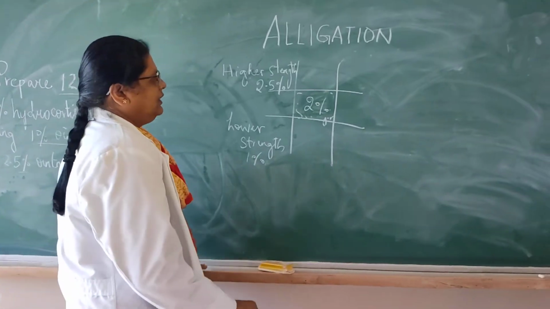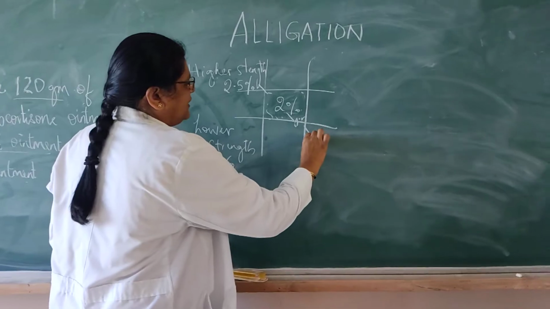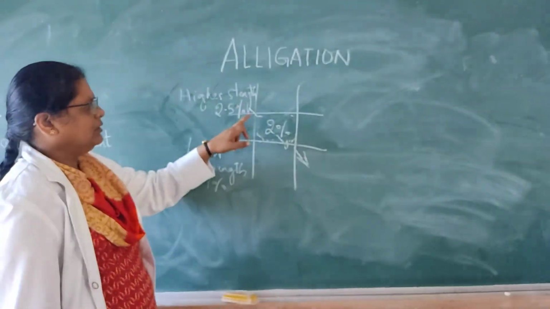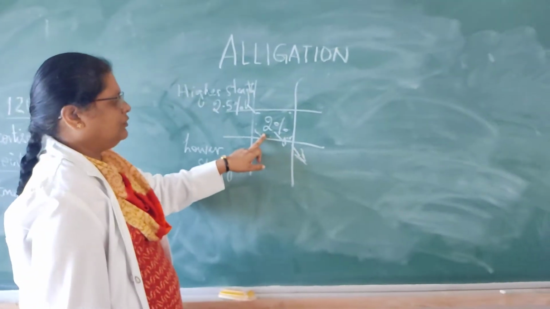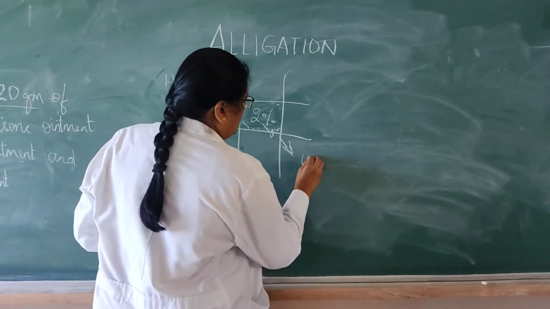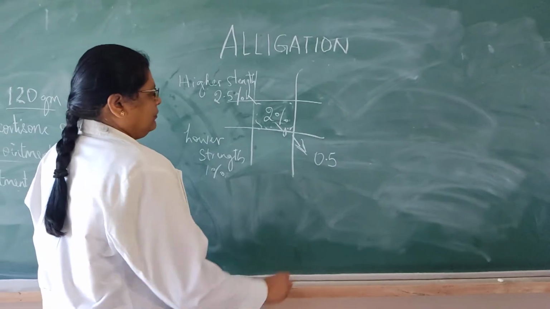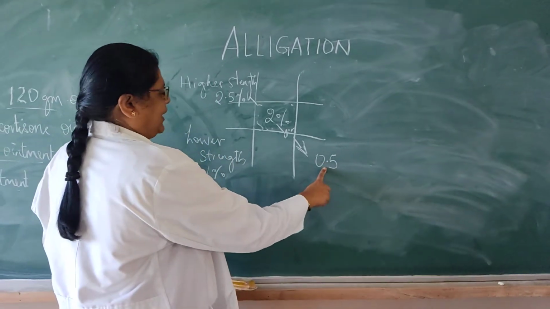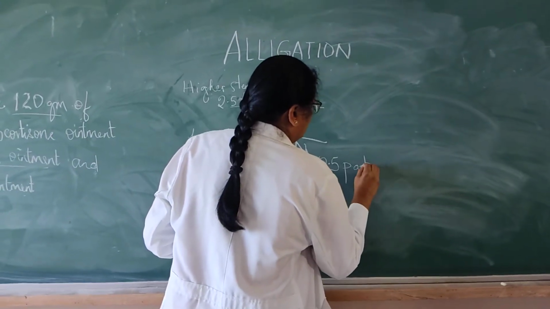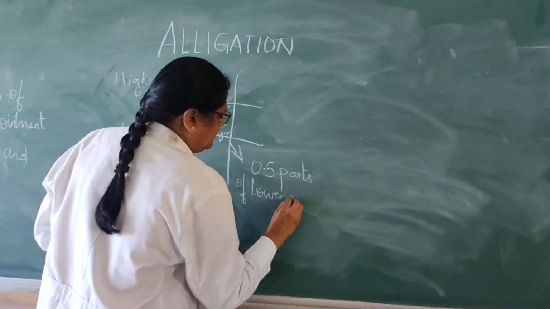So the method is you substitute as directed by the arrow. Higher strength minus the desired strength. So it is 2.5 minus 2, which is 0.5. So this is 0.5 parts. This indicates the parts: 0.5 parts of lower strength.